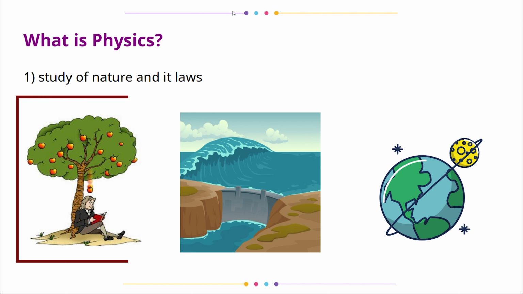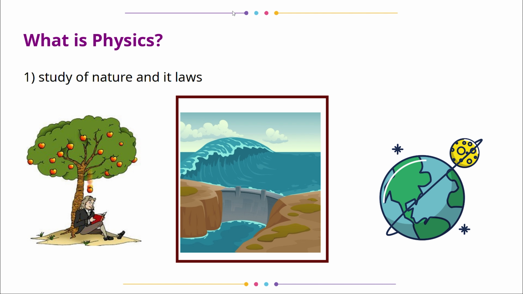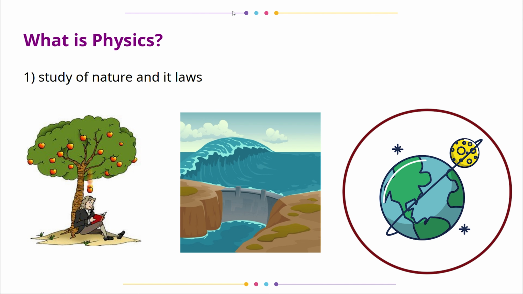As you can see on the screen, Newton is studying under an apple tree during his school closure days. Here, Newton got the idea of gravity when an apple fell on his head. So, the falling of an apple is governed by the laws of gravitation. Similarly, other phenomena like tides in the ocean and the rotation of the moon around the earth are all governed by some laws of physics.